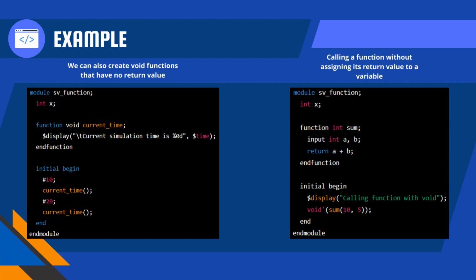In the fifth code example, we demonstrate that function return values must be assigned to a variable or used in an expression. We create a function named sum that adds two integer arguments a and b and returns the result. In the main program, we call this function using the void syntax, which discards the function's return value without generating a warning message. The $display system function is used to show a message indicating that the function is being called with void. This code will output: calling function with void.